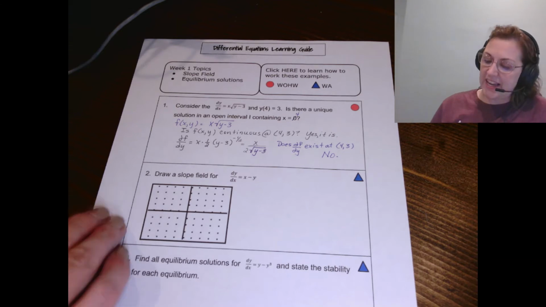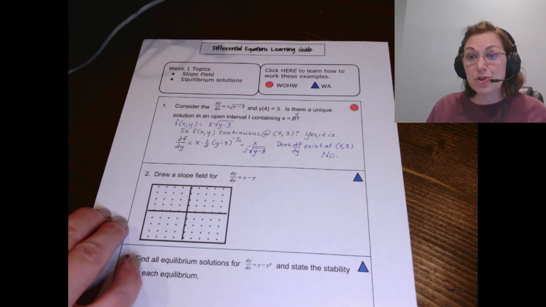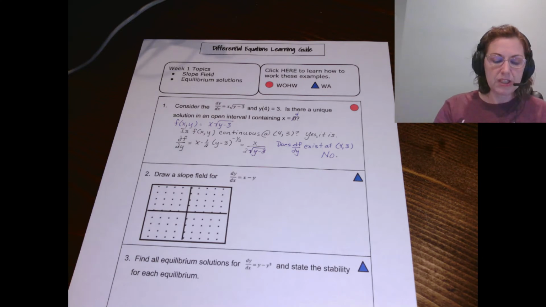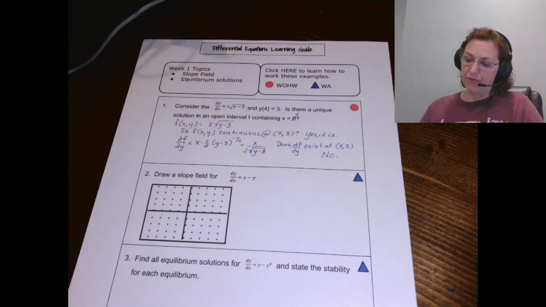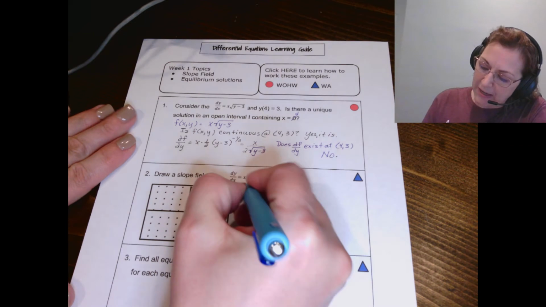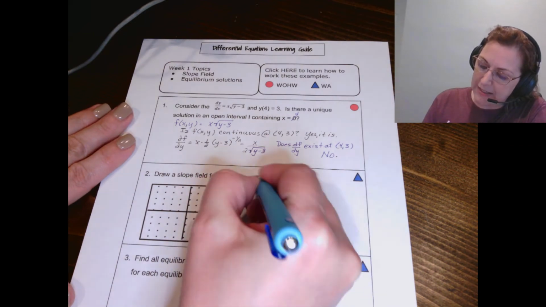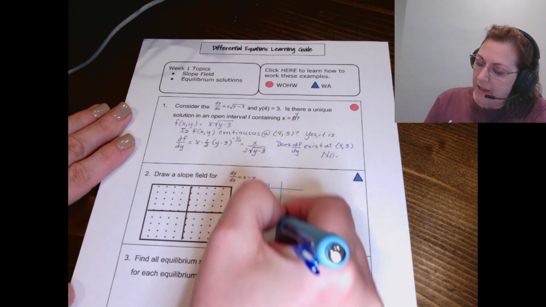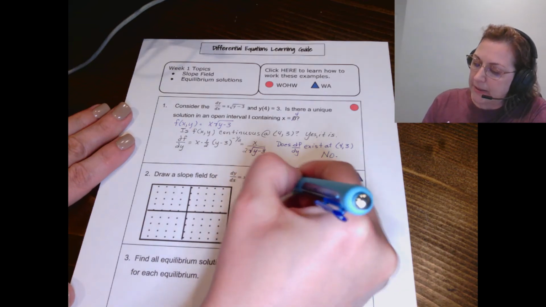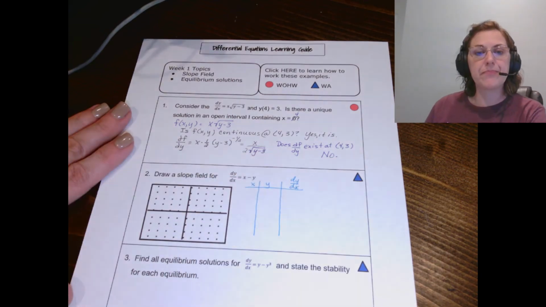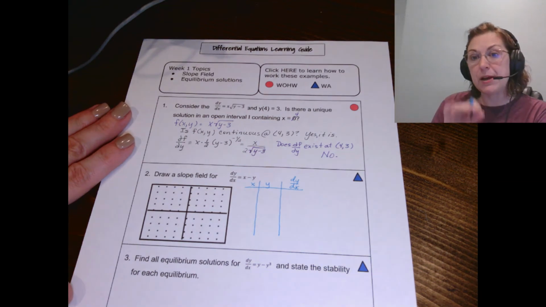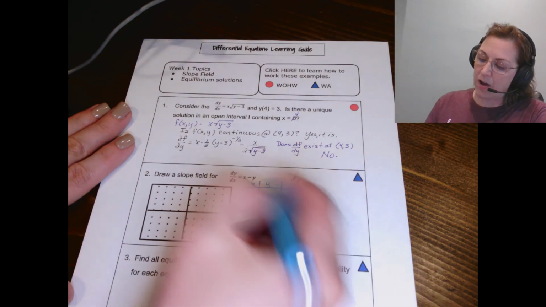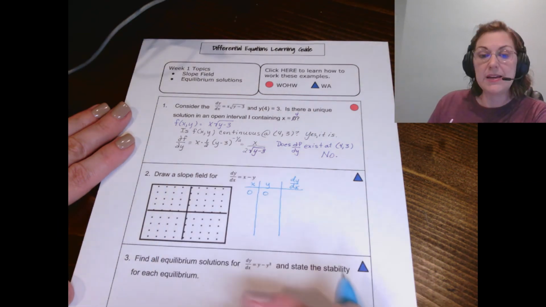Let's take a look then at drawing a slope field. These are super fun to draw, but you're going to have to consider creating a table for them, and I'll show you what I mean here. I'm going to create a table with x and y and then dy/dx. Now I'm going to choose values for x and y based on the points I have here, and then I'll find out what the slope is.